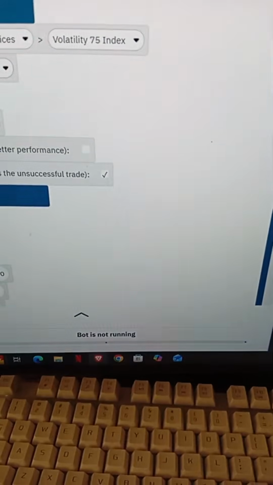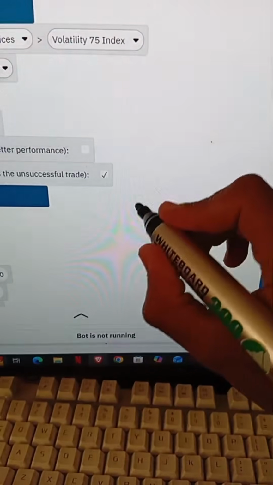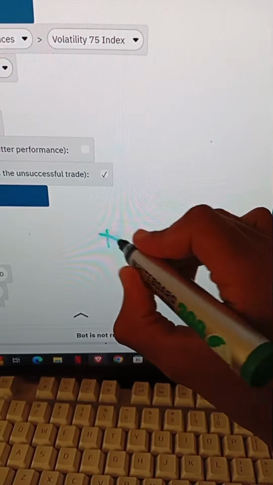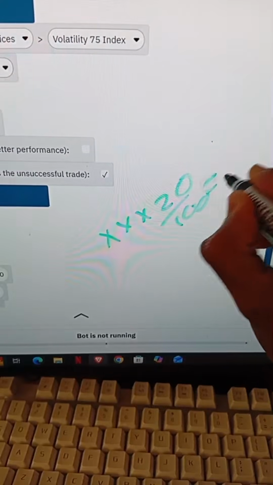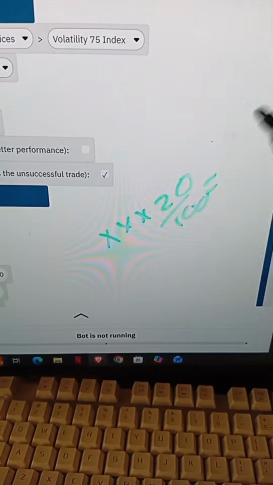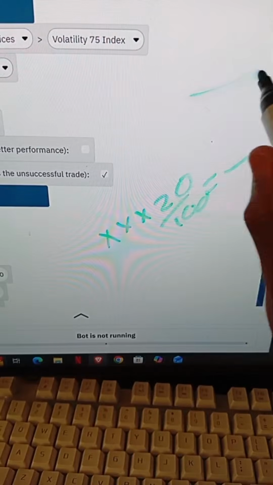50 USD, 20%. Just take whatever account size you have. Assume you have XX amount in your account, multiply it by 20%. The amount you get should be the maximum profit you target in a day. It is not a must you hit it, but that should be basically the ceiling.